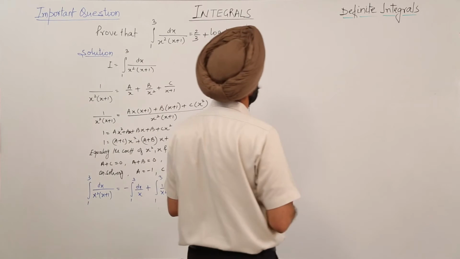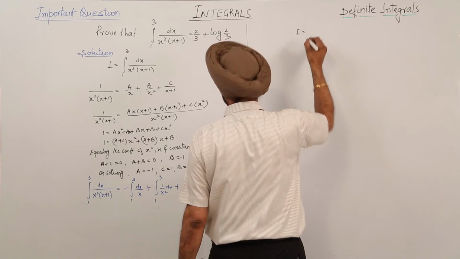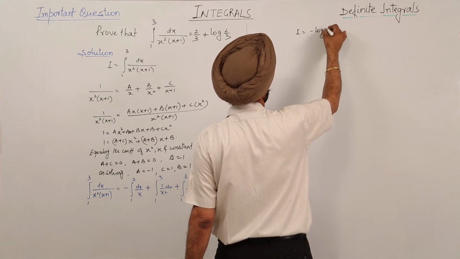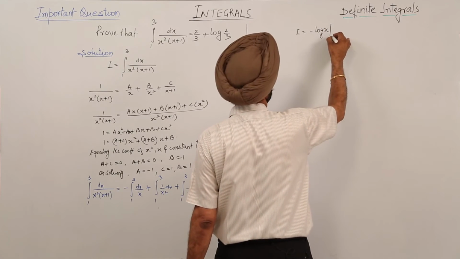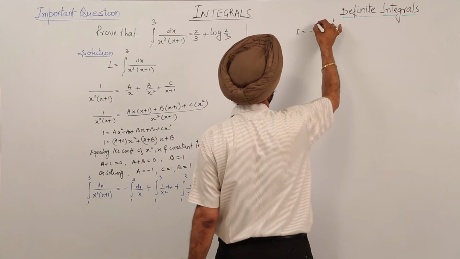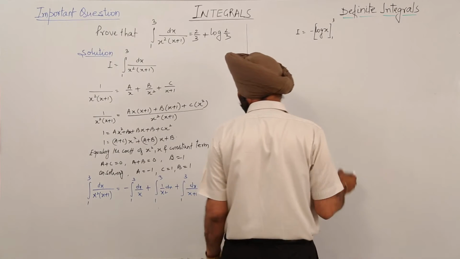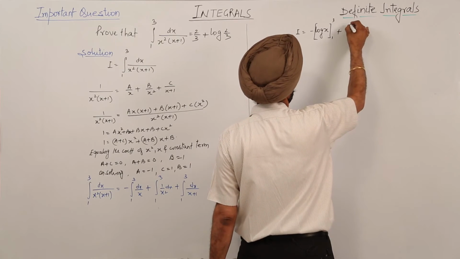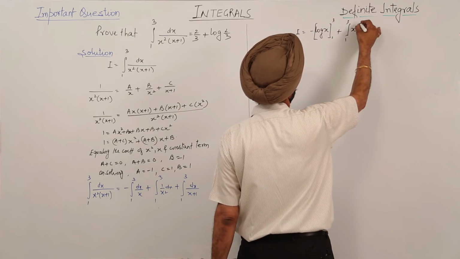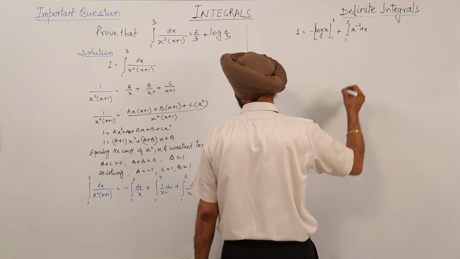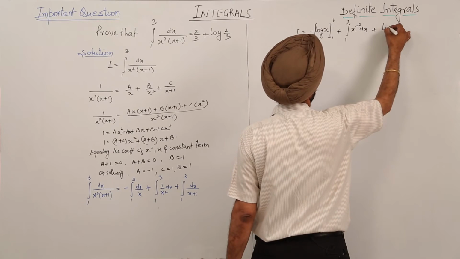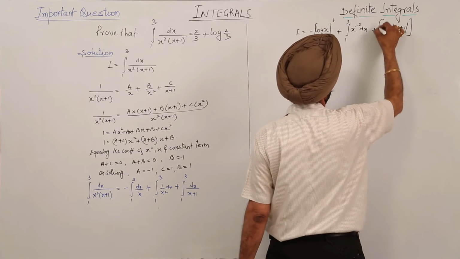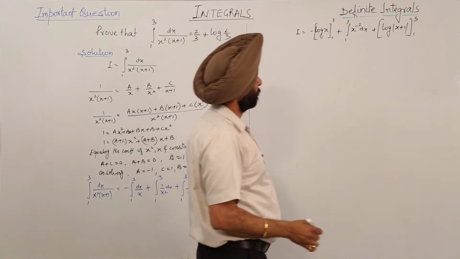Now, we are having the integration: for the first, minus log x from 1 to 3, then plus the integral from 1 to 3 of x raised to power minus 2 dx, plus log of mod x plus 1 from 1 to 3. Okay.